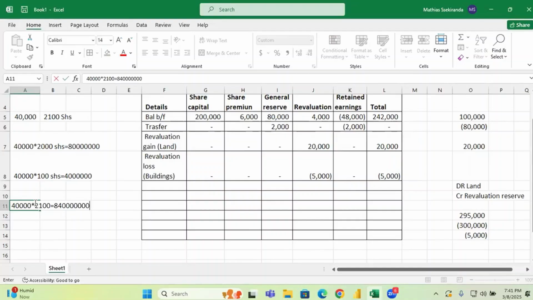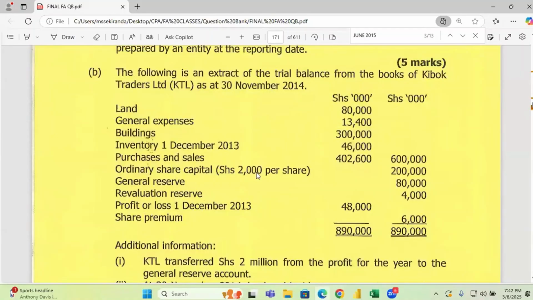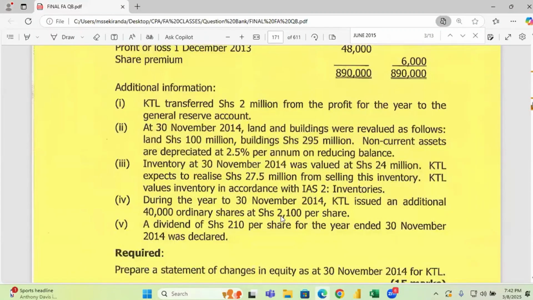But the challenge of this second transaction is that you will fail to distinguish what is the premium and what is the share capital. So it is good to know that in the market value that has been given, 2,100, there is a nominal value and a premium. How do I get the nominal value? You can check the value at which the share was stated in the statement. That value is the nominal value, so any figure beyond it is the premium. So of 2,100, 2,000 is the nominal value, and 100 is the share premium.